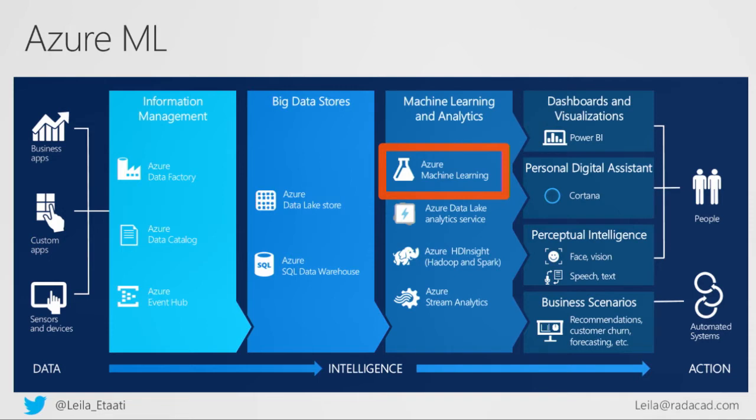So we get the data from information management. It can be data from a database, from Facebook, from a sensor, and then you may store it in Azure Data Lake or SQL Server, and then you pass it through Stream Analytics to Azure ML, and then show the result in Power BI or other devices. So this is Azure ML's location, and you see how it's connected with the other tools in Azure.